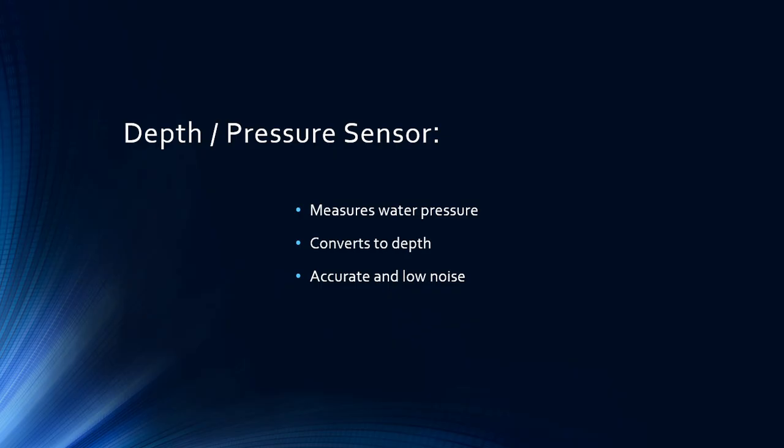A depth sensor simply measures water pressure. Since pressure increases with depth, the AUV can calculate how deep it is. Depth sensors are very accurate and form one of the most reliable feedback signals for underwater control.